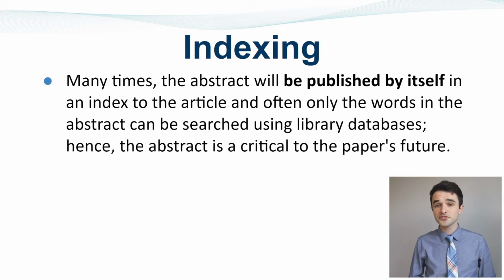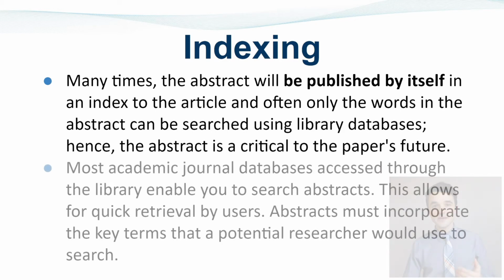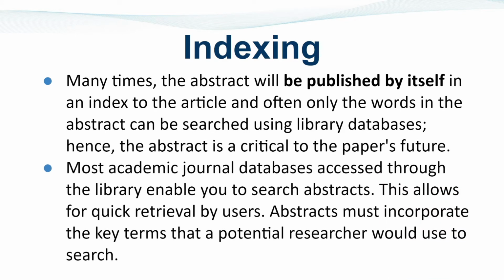Many times, the abstract will be published by itself in an index to the article, and often only the words in the abstract can be searched using library databases. Hence, the abstract is critical to a paper's future. Most academic journal databases accessed through the library enable you to search abstracts. This allows for quick retrieval by users. Abstracts must also incorporate the key terms that a potential researcher would use to search.